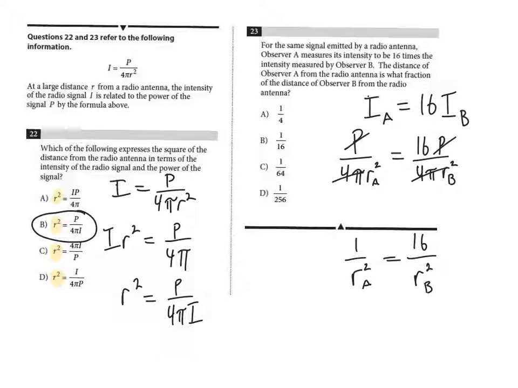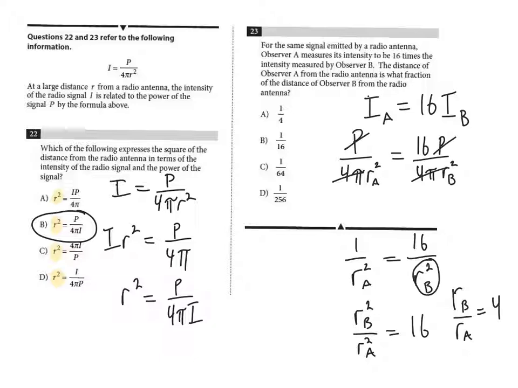Okay, so if we multiply both sides by r squared of the distance of B, we're going to get r squared of B's distance over r squared of A's distance is equal to 16. Well, we don't want the squared distance, we want the actual distance. So I'm going to take the square root of both sides, and then we have the distance of B over the distance of A equals 4.